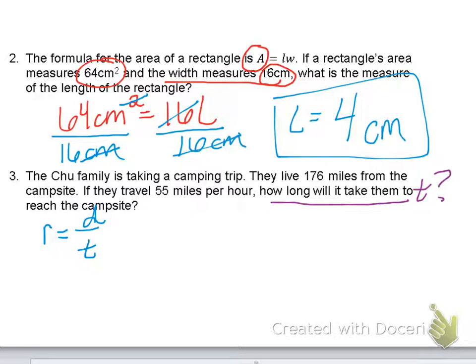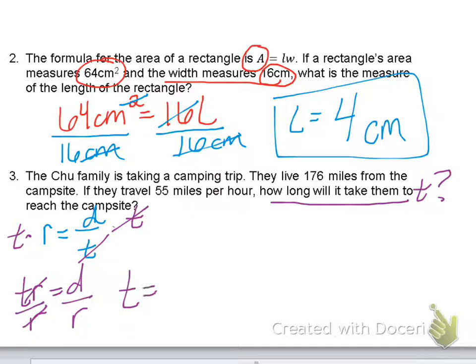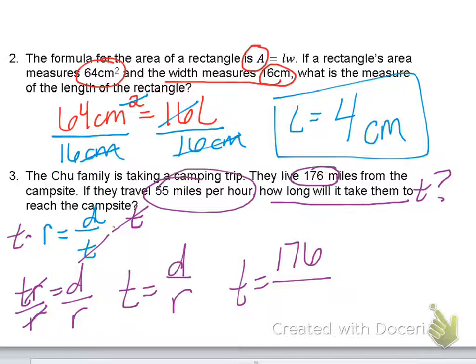So we want to solve our equation for time. So what we can do is multiply by t on both sides, and then we would have TR equals D, and then we would divide by R on both sides, so that cancels out, and we would have time equals distance over rate. We know that the distance is 176 miles, so time equals 176 miles over the rate, which is 55 miles per hour, so divided by 55.